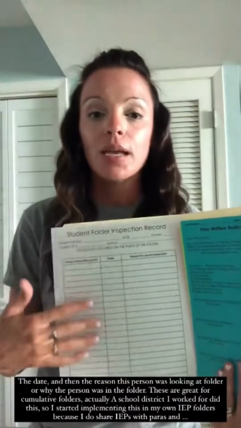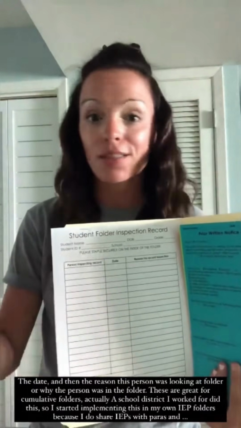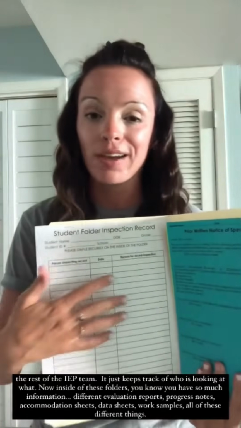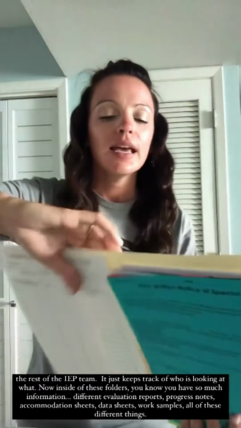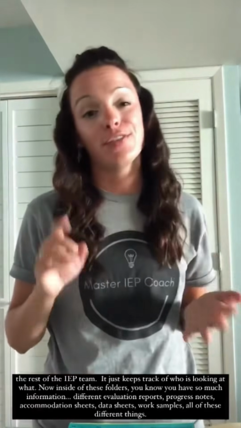These are great for cum folders. Actually, one of the school districts that I work for did this, so I started implementing it in my own IEP folders because I do share these IEPs with paras and the rest of the IEP team, just to keep track of who's looking at what. Now, inside of the folders, you know that you have so much information. You have different evaluation reports, you have progress notes, you have accommodation sheets, you have data sheets, work samples, all of these different things. How do you keep track of it?